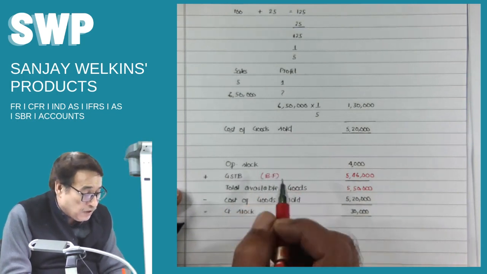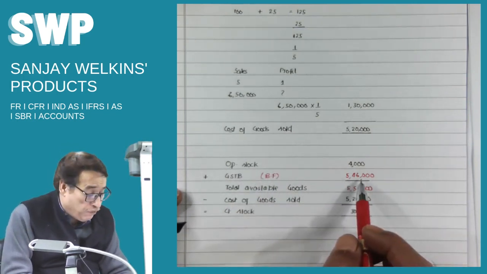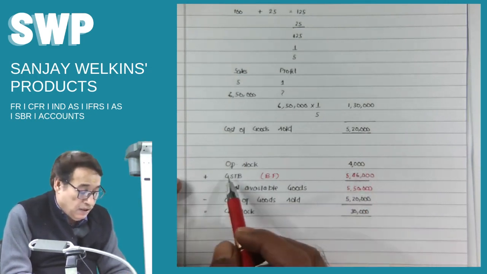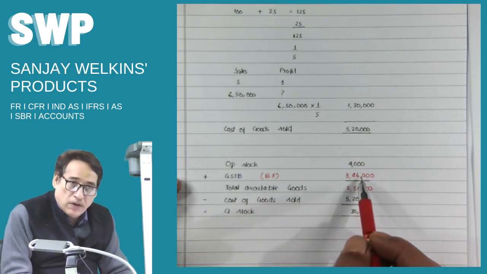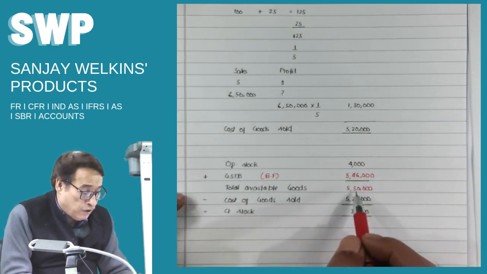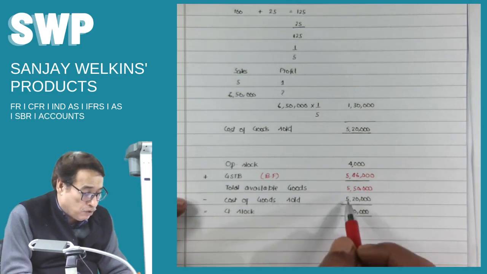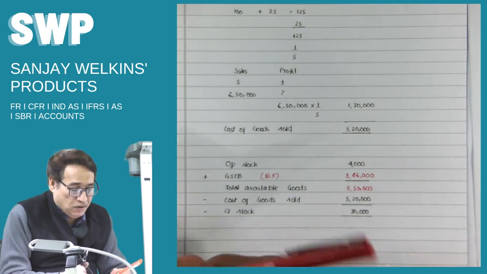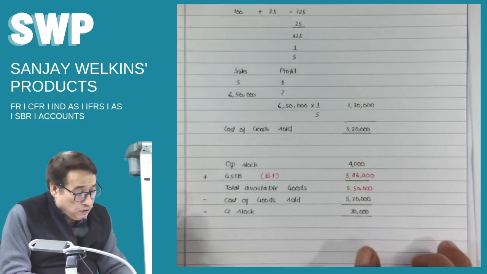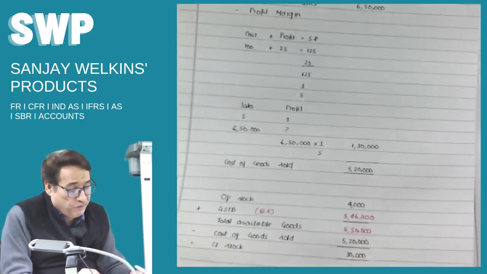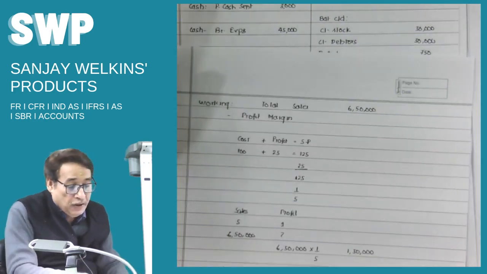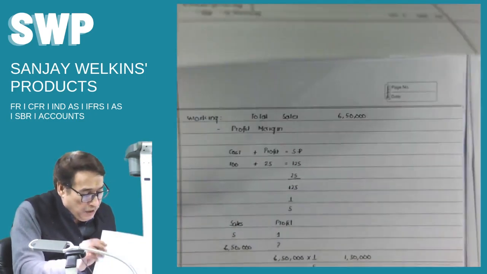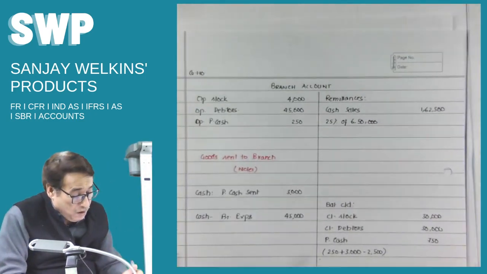So head office must have sent 5,46,000 worth of goods. You had 4,000 in the beginning. We must have sent you this much of goods in the current year. That is why total available goods is 550, and out of that, you sold goods costing 520. That is why closing stock is 30,000. Is it clear to you? So we have found out 5,46,000. This is the figure which we are interested in finding out in this question. So goods sent to branch account is 5,46,000.